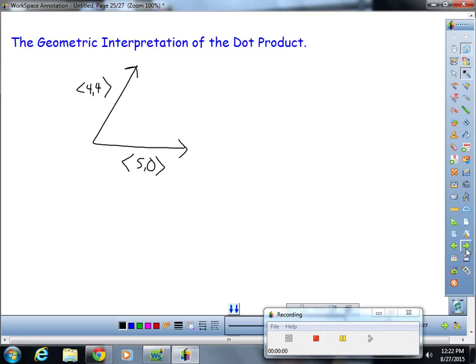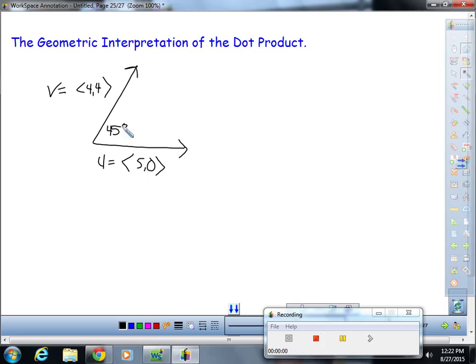Okay, now finally, the geometric interpretation of the dot product. We've got a vector u here, which I've called (5, 0), and we have a vector v here, which I've called (4, 4). You should be able to look at that, and from your wonderful, rich math backgrounds, you should be able to understand. That's a 45-degree angle. Okay?